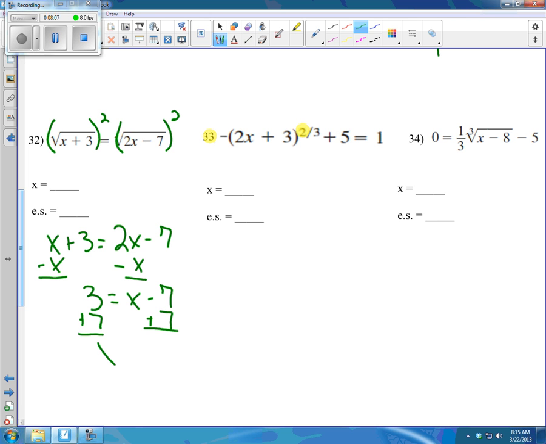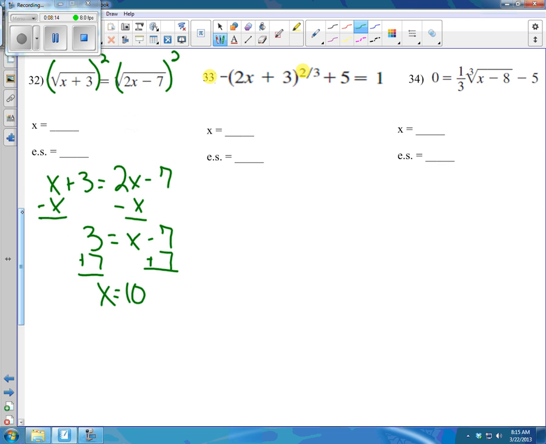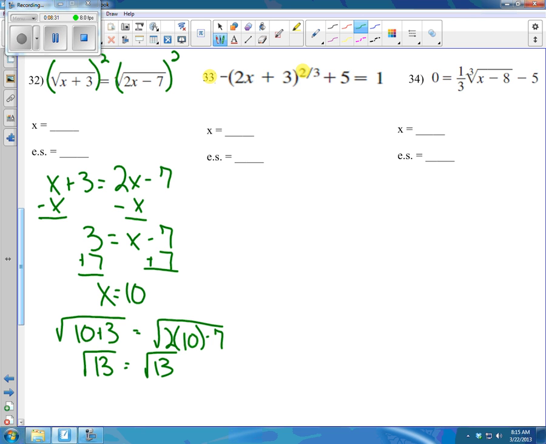So when I'm done, I have x equals 10. And again, I want to check to see if that's extraneous, so I'm just going to plug 10 back into the original equations. So on the left side, it'll be 10 plus 3, and on the right side, it'll be 2 times 10 minus 7. On the left side, I end up with the square root of 13, and on the right side, I end up with the square root of 13, which those are the same, so 10 works. It's a solution.